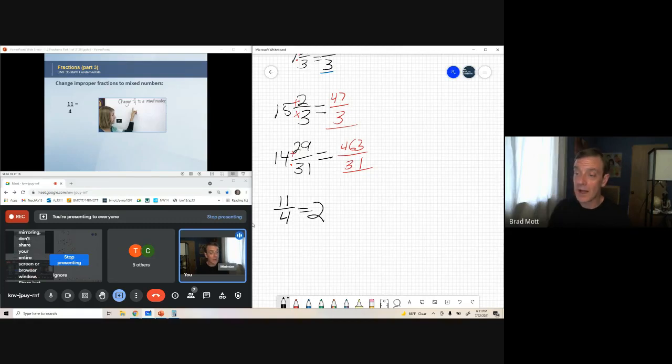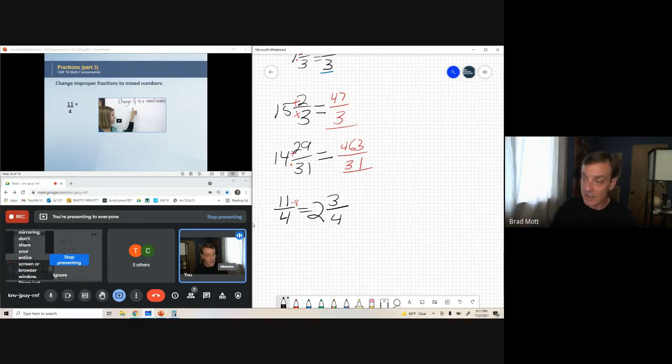And then multiply the denominator times the whole number: 4 times 2 is 8. And I'm subtracting 8 from the numerator. So 11 minus 8 is 3. And we keep that denominator, which is 4. So 11/4 is equivalent to the mixed number 2 3/4.